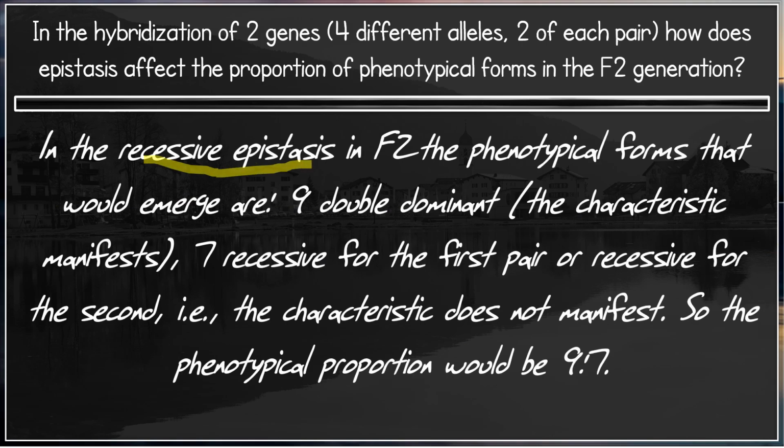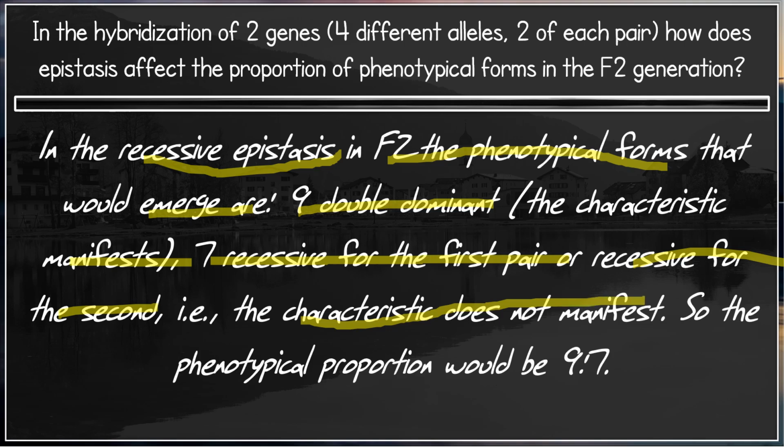In recessive epistasis, the phenotypic forms that would emerge in F2 are 9 double dominant, where the characteristic manifests, and 7 recessive for the first pair or recessive for the second, i.e. the characteristic does not manifest. So the phenotypic proportion would be 9 to 7.